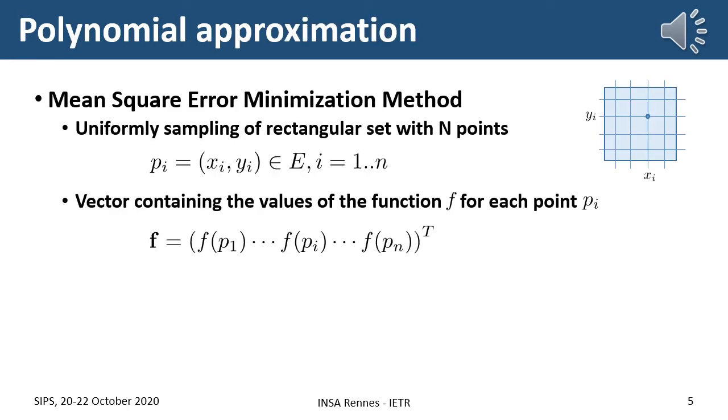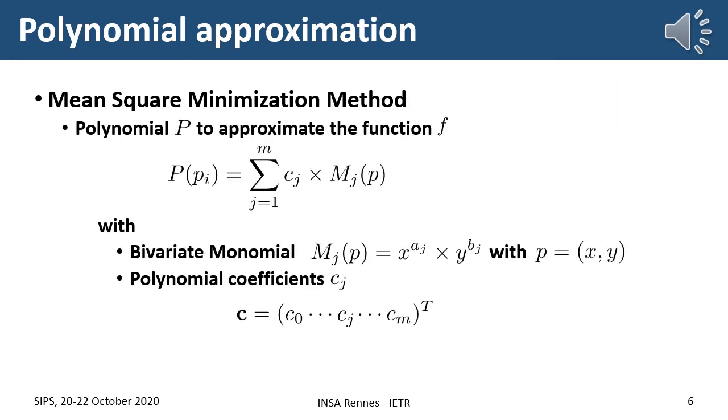Now, we will present our approach. First, we define how the coefficients of the polynomial are determined. Our approach is based on the minimization of the mean square error. A rectangular set of the input space is uniformly sampled with endpoints p_i having x_i and y_i as coordinates. We define f the vector containing the values of the function f for each point p_i.